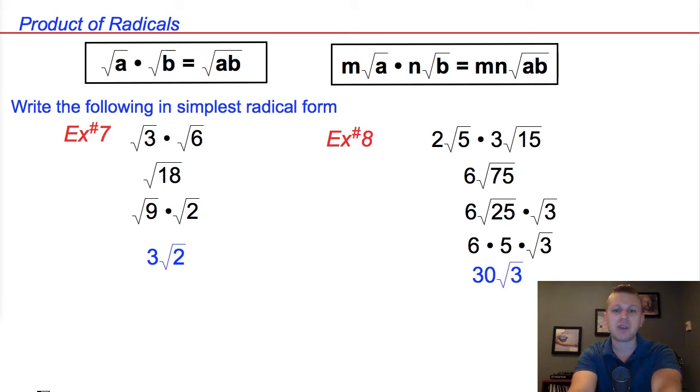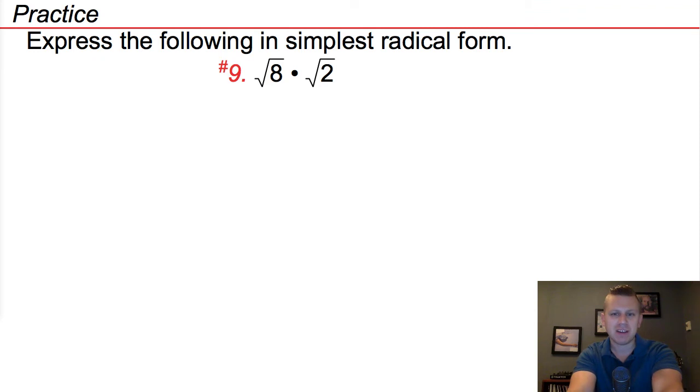Let's see if you can practice 3 of these on your own. See if you can express this product in simplest radical form. So here what you have to do is take the product. You can multiply the radicands. 8 times 2 is 16. And what happened here is kind of sweet. 16 is a perfect square, so the square root of 16 just simplifies to 4. Very nice.